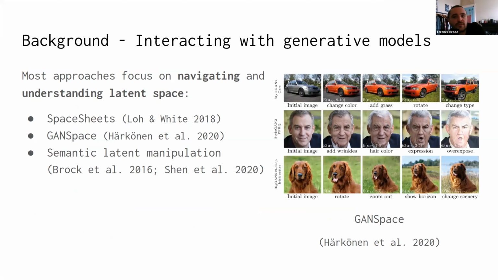There have been a lot of approaches for interacting with these models, and many focus on navigating and understanding the latent space or manipulating the latent space. We have approaches like GANSpace and others that look at how you navigate the latent space, giving you control over which direction in latent space you want to move in and explore. Then you have approaches like semantic latent manipulation, where you produce an artifact by manipulating and operating on the latent vectors.